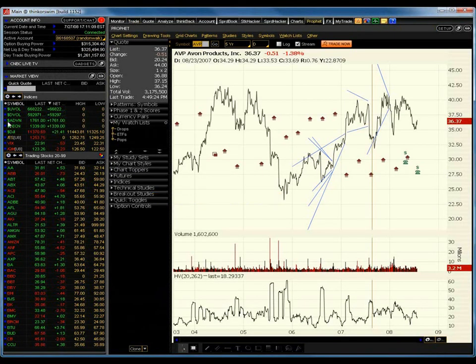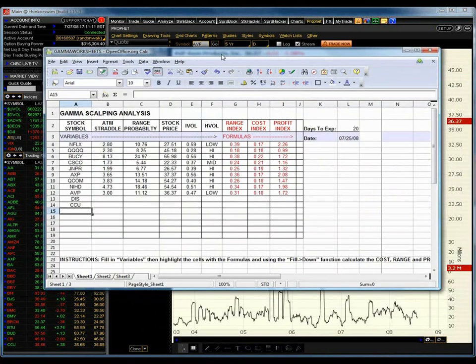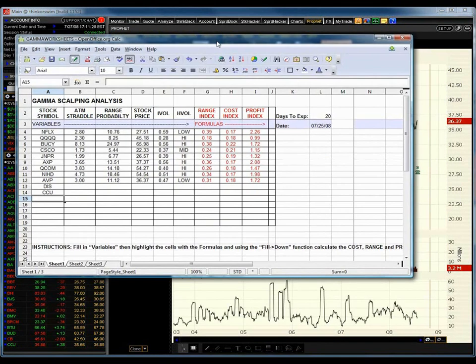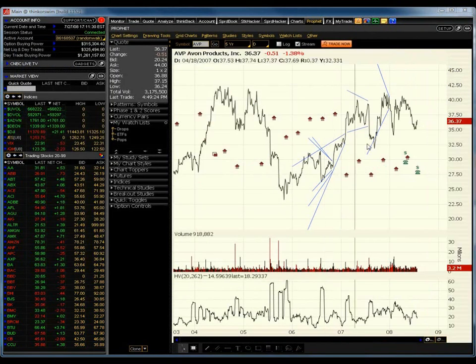Okay, let's take a look at a couple of issues and how we plug them into our gamma scalping analysis worksheet. Now, I've already got a few up here, which I have pre-filled in. And what I want to do is show you, let's take AVP, which is Avon Products. And you can see from a historical perspective that the historical volatility is relatively low on this issue.